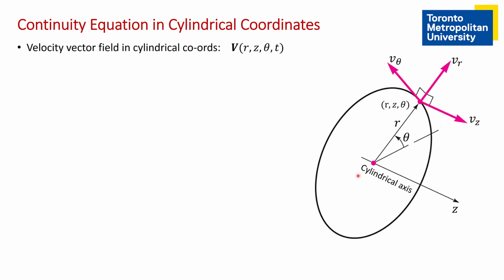In cylindrical coordinates, we start by defining a cylindrical axis Z. Then an arbitrary point at r, z, theta is defined by three coordinates: the radius from this axis r, the axial location z, and the angular location relative to some baseline. At an arbitrary point in space, we have three velocity components. The velocity vector is Vr in the radial direction, Vz in the axial direction, and V theta in the angular direction. V theta is sometimes called the swirl component.